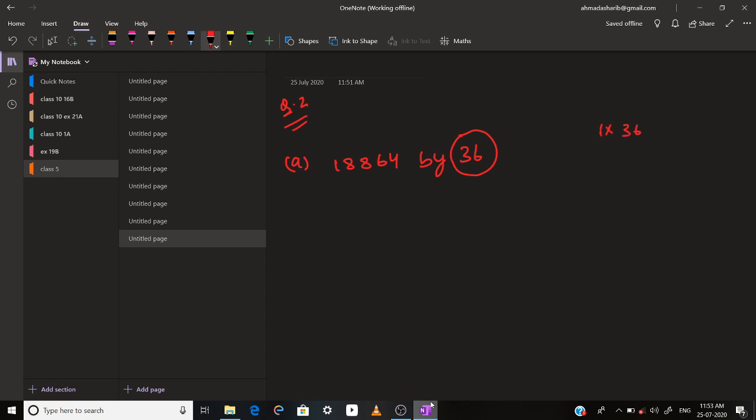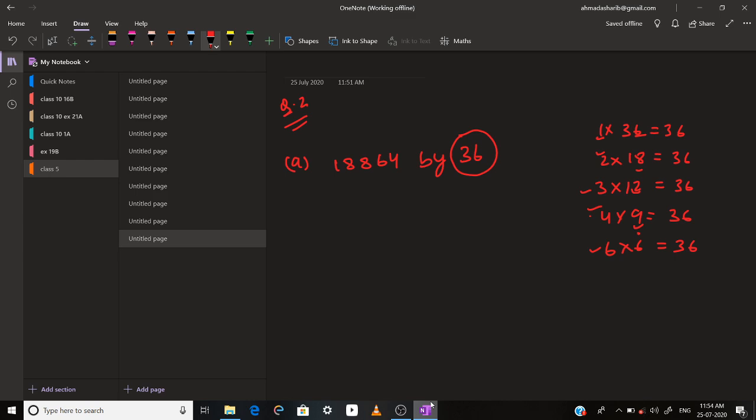1 into 36 is equal to 36. 2 into 18 is equal to 36. Then 3 into 12 is equal to 36. Then 4 into 9 is equal to 36. Then 5, in the 5 table 36 doesn't come, then 6 into 6 is equal to 36. So the factors of 36 are 1, 2, 3, 4, 6, 9, 12, 18 and 36. Now what are the co-prime factors? Co-prime factors are the factors which don't have any common factor.